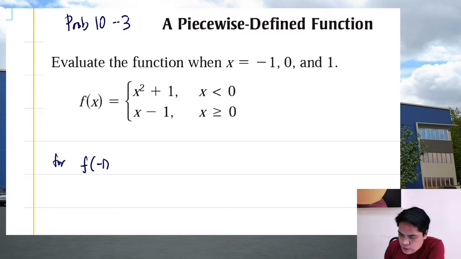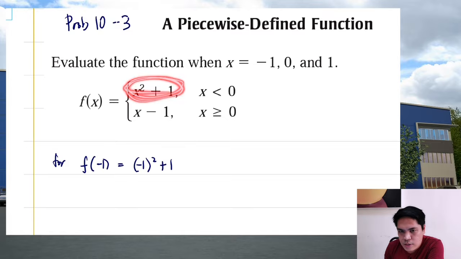So, let's start with f of negative 1. Negative 1 is less than 0. So, therefore, ito yung gagamitin nating function. That would be equal to negative 1 squared plus 1. So, we are using this function, or this value, because that is the condition. So, that would become 2. This is 1 plus 1, 2.